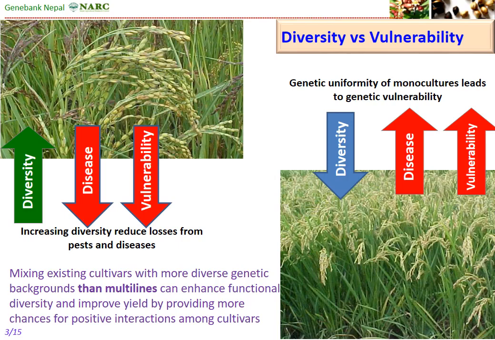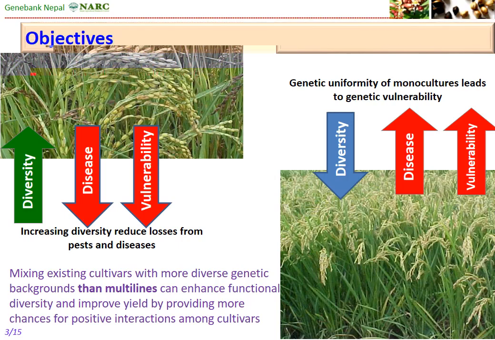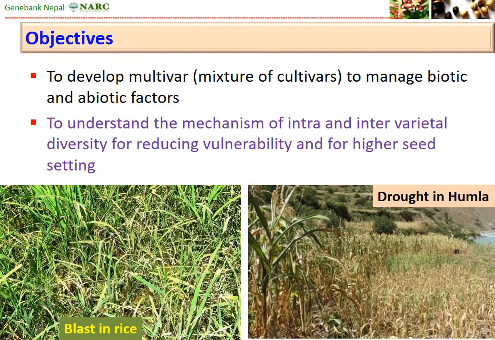Our working hypothesis is that increasing diversity reduces losses from pests and disease, as we have seen here in the Jumli Marshi. The first objective is to develop the multivar, that means a mixture of cultivars, and the second objective is to understand the mechanism of intra and intervarietal diversity for reducing vulnerability and for higher seed setting.